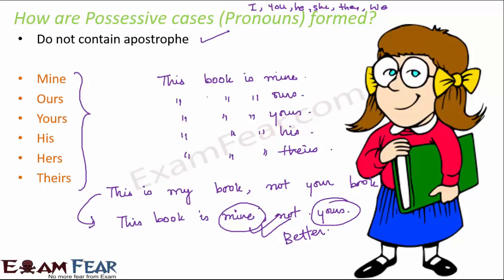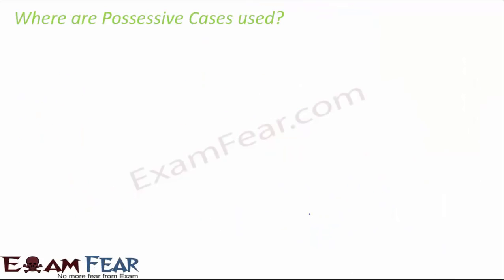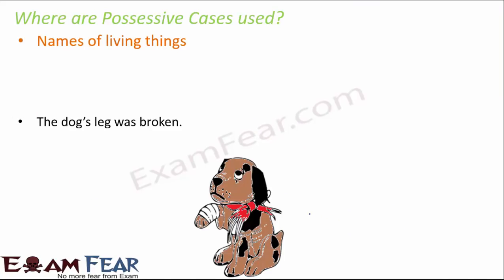Now, these are just a handful of possessive pronouns, but it is very important to know how exactly and where exactly to use these possessive cases. So where are possessive cases used? Names of living things. For example, the dog's leg was broken. So this is absolutely correct. Why? Because here we are talking about the leg of a dog. So dog here is a living thing. So therefore, it is right to use possessive case here.